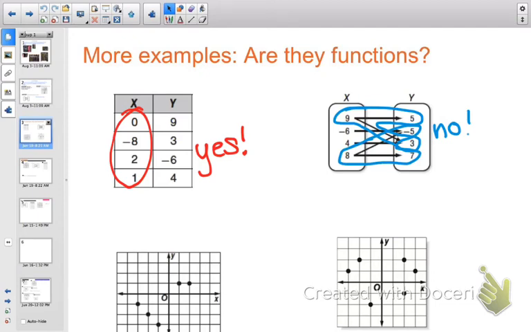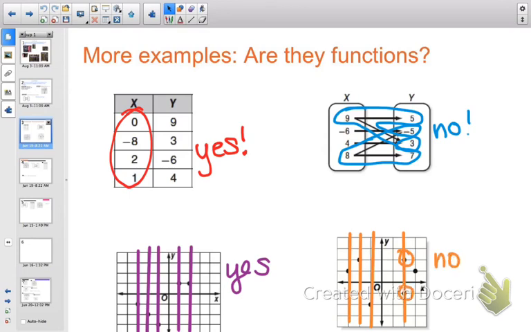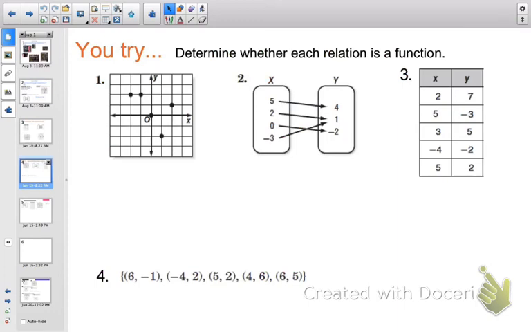Our bottom left example, if we do the vertical line test, they only hit 1 point. So that is a function. Our last example, that fourth line I drew, hits 2 points, so that one's not a function. Go ahead and do the U-tries.